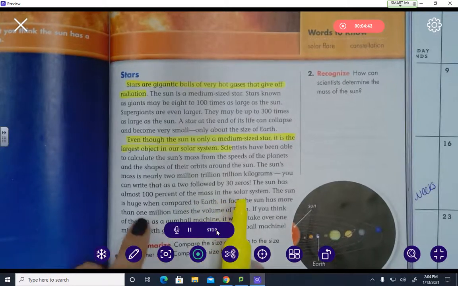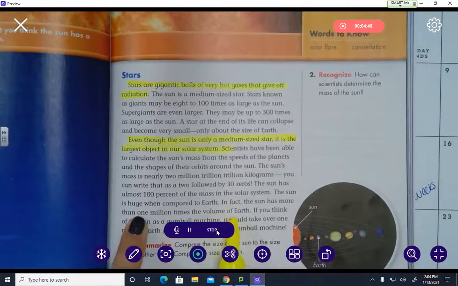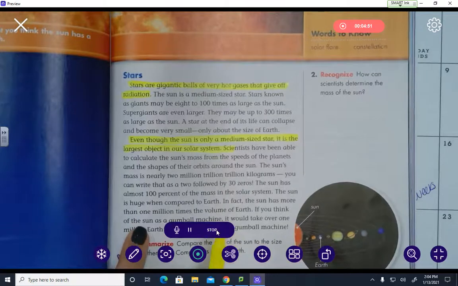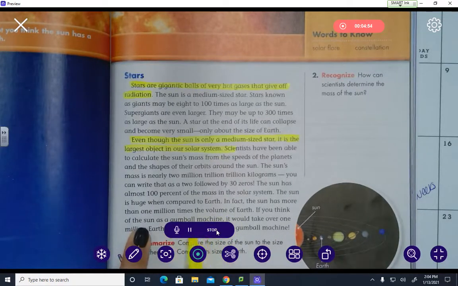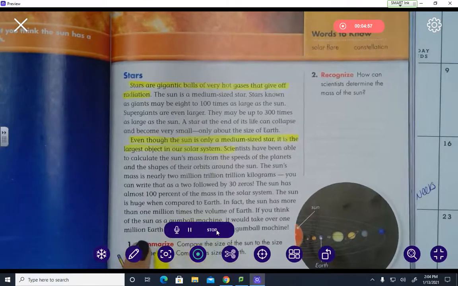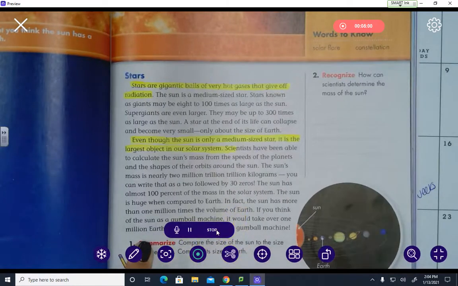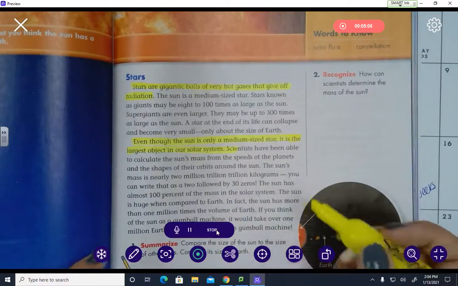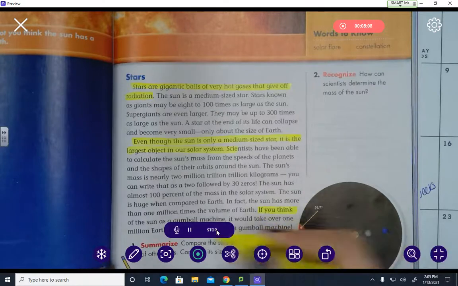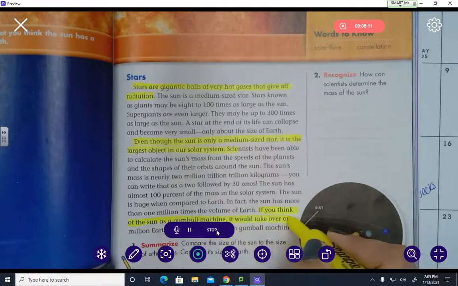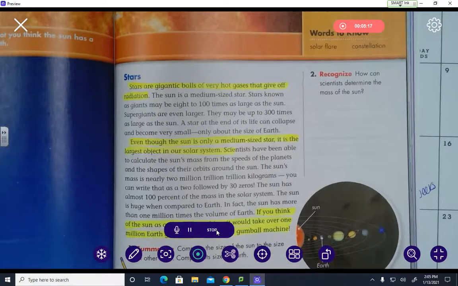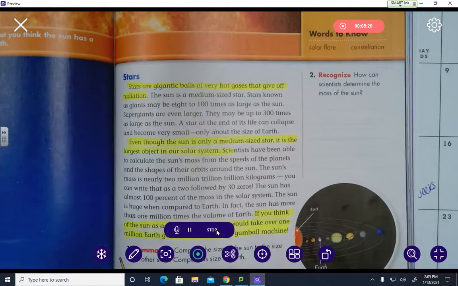The sun is huge when compared to Earth. In fact, the sun has more than 1 million times the volume of Earth. If you think of the sun as a gumball machine, it would take over 1 million Earth gumballs to fit in the sun gumball machine. I want you to highlight that. What that means is it would take over 1 million Earths to fit inside the sun. That is huge.